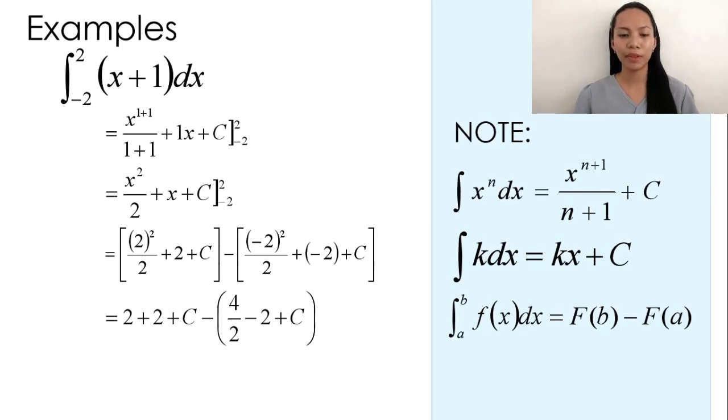So, ito is masisimplify pa natin siya para mas madaling i-calculate is magiging 2 plus 2 plus c minus 2 plus 2 minus c. So, dito is makakancel out na natin yung c. So, and then 2 plus 2 is 4 minus 2 is 2 plus 2 is equals to 4. So, the final answer is 4.